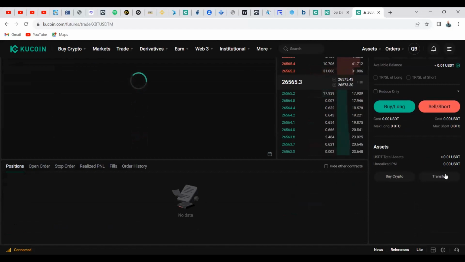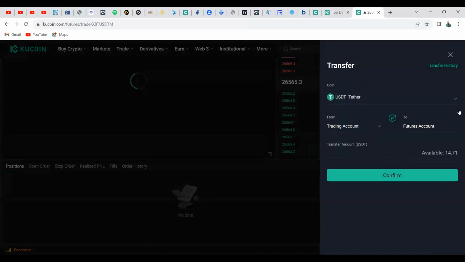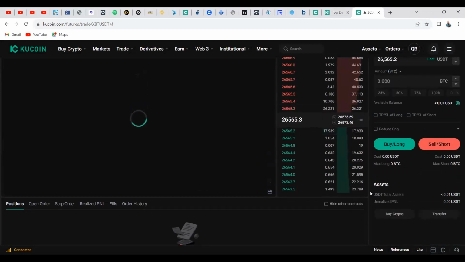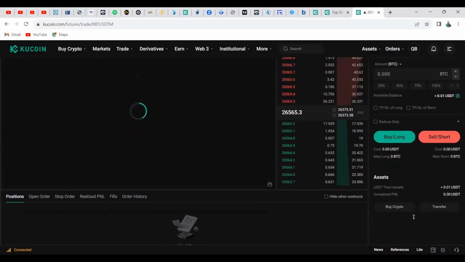Okay, so I want to click on transfer. Right now, what I want to do is transfer. Remember, what we did was that we had my crypto in the trading account, and we managed to buy USDT. So what I essentially want to do is take my USDT from my trading account to my futures account, because that is where I want to trade. Currently you can see my balance in USDT total assets is 0.